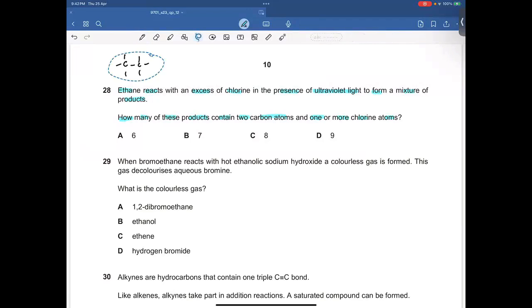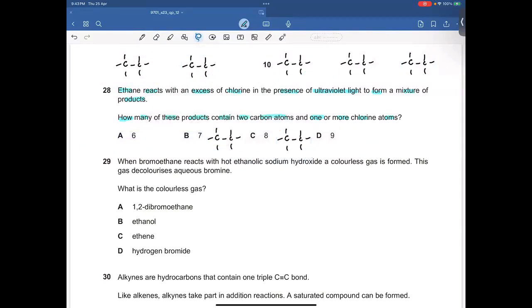Let me copy this to 3, 3, 4, 5. I'm running out of space. 6. My goodness. 6, 7, 8, 9. Let's start. So it must be first chlorine.